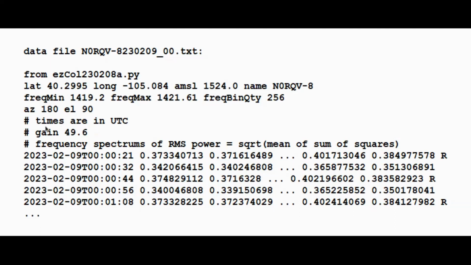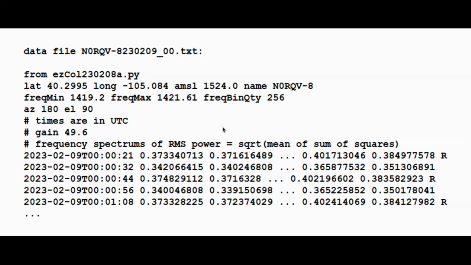When this was recorded, the SDR said the gain was 49.6, so I wrote it in the file as a comment. And then this last comment just reminds us that all the numbers following are power measurements, not voltage.